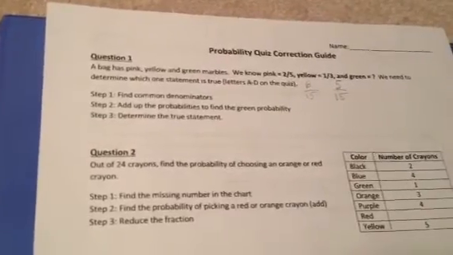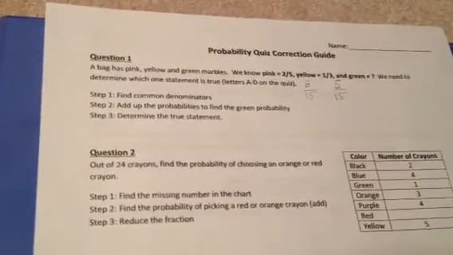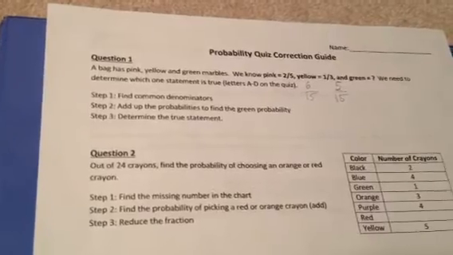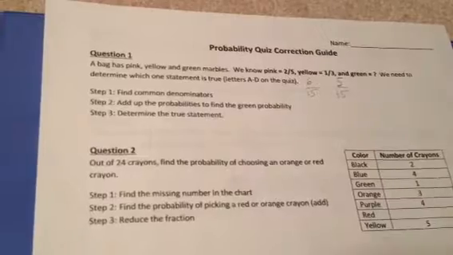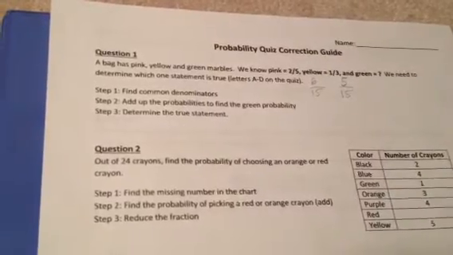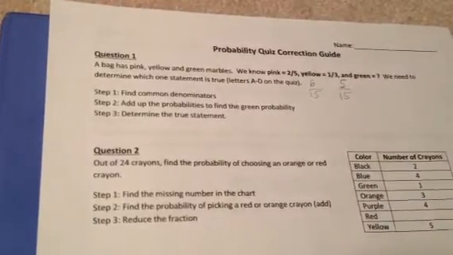Now, you know the first 2 probabilities, so use those to find that green probability. Remember that it needs to add up to a whole, which is 1, or 15 over 15. When you find that green probability, you then can find which one is the true statement.